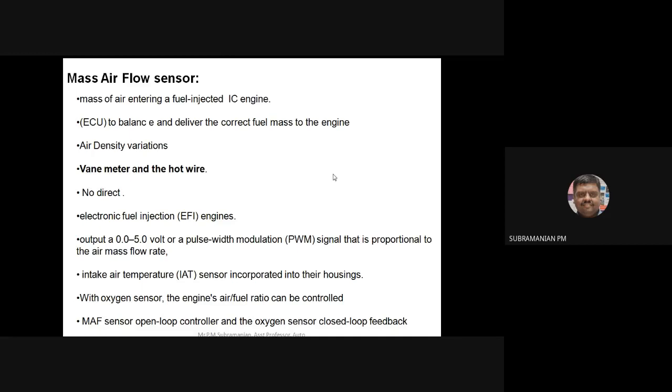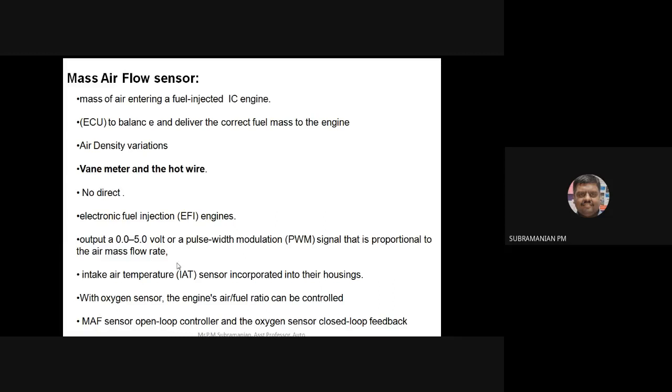So there are two types of mass airflow sensor. One is a vane meter, and another one is a hot wire. I will be explaining about these. A vane meter is one type, and the hot wire mass airflow sensor is another type. Both can be asked in your exam, okay? In both cases, there is no direct measurement. That is, I will not directly measure the mass air flow rate, okay? Directly I can't measure the mass flow rate. What I will be doing is getting input from other units also to measure the mass airflow, okay? So direct measurement is not possible. I need input from other devices, okay? Where I will be using this air meter, you might have studied in automotive engines.